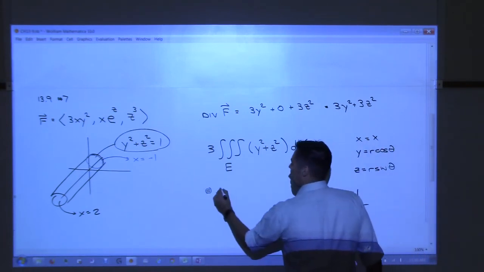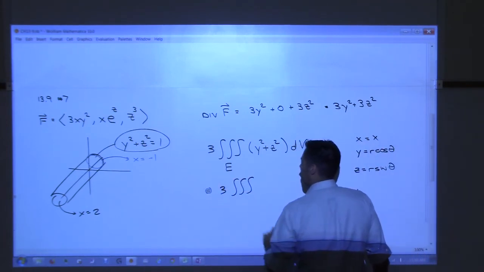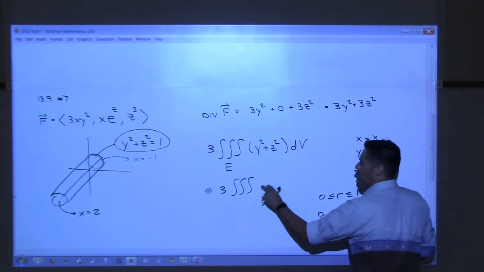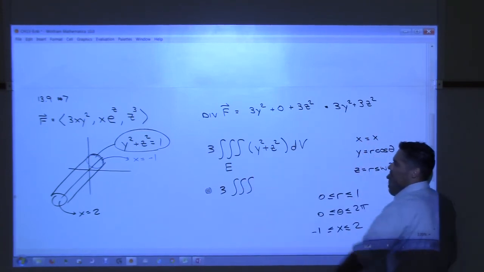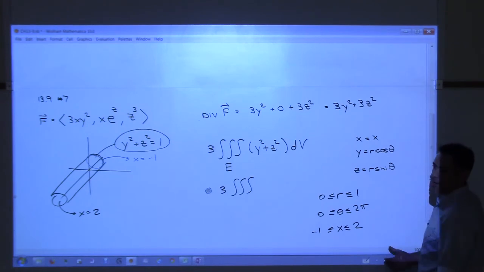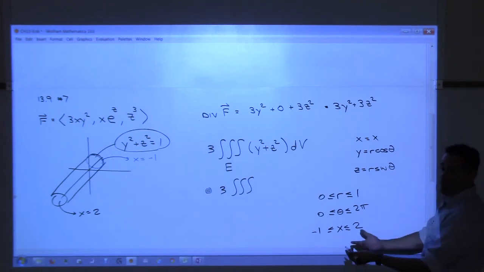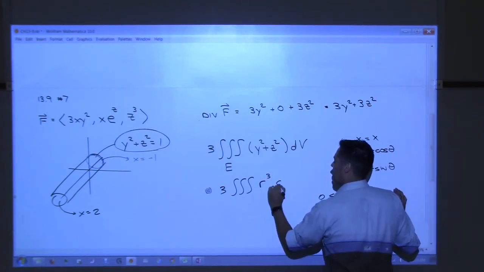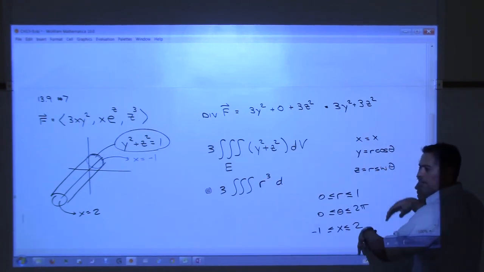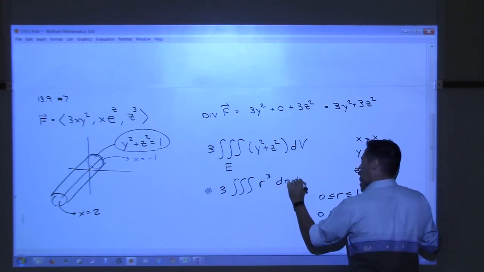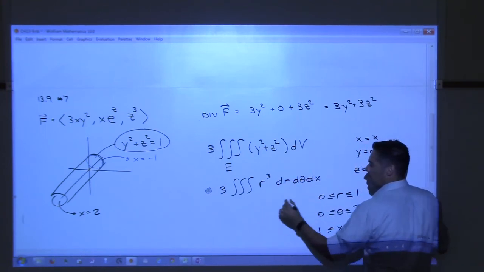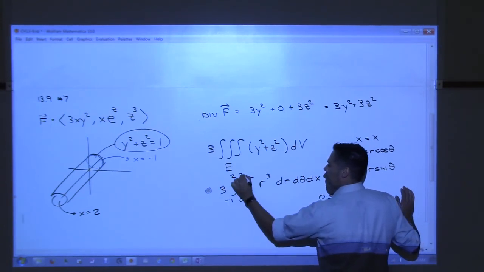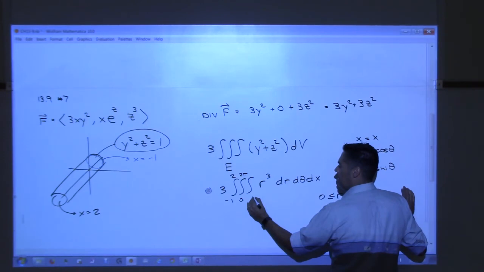This is a triple integral of, well, I'll do the limits of integration in a second. What's y squared plus z squared? R squared. But then we also have the r, so r cubed. This order doesn't matter, so I'll go r first, then theta, then x. And just make sure I get my limits of integration right here. Theta 0 to 2 pi, and r 0 to 1.